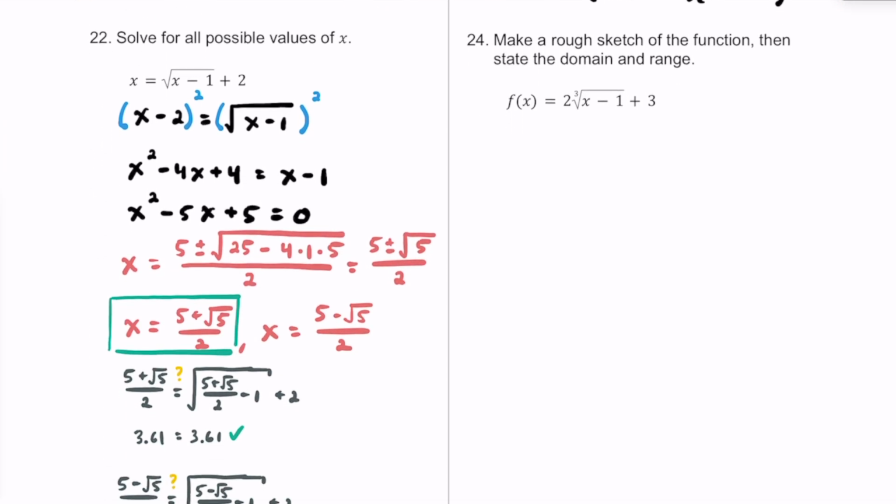Okay, so let's go and check out 24 and see what we have going on there with another radical function. Number 24, let's go ahead and make a rough sketch of this function, then state the domain and range. So we have this function of f of x is equal to 2 times the cube root of this x minus 1 quantity plus 3.